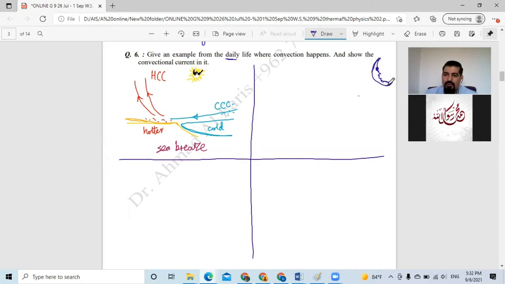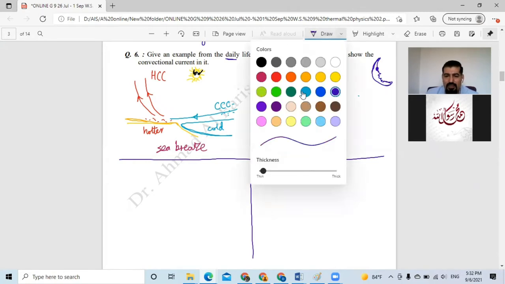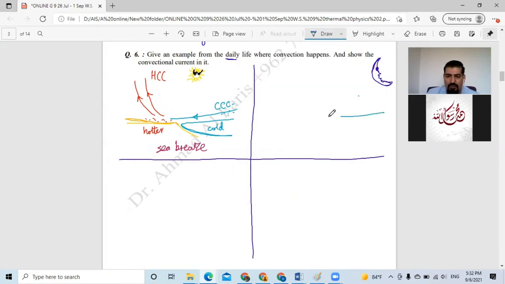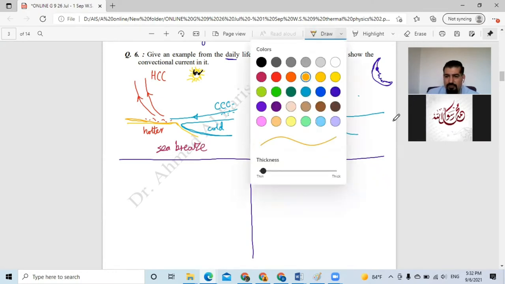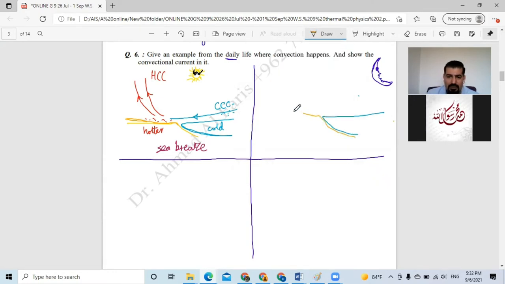Okay, this is our moon. What will happen during the night? For example, this is the sea, and this is the land, like this. In this land, it becomes cold quickly during the night.